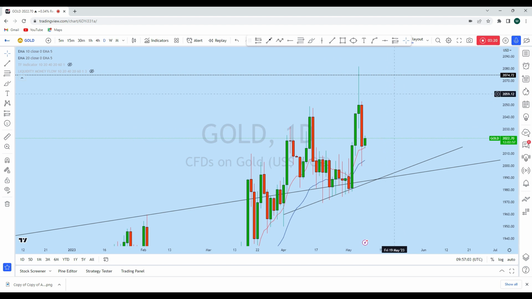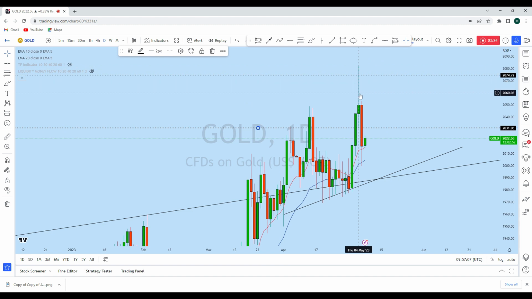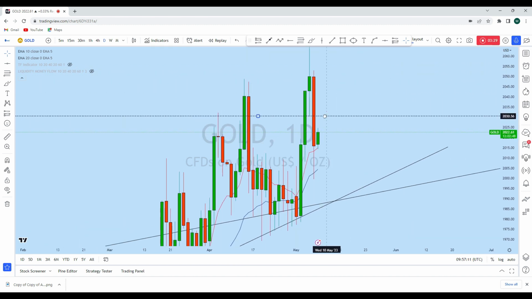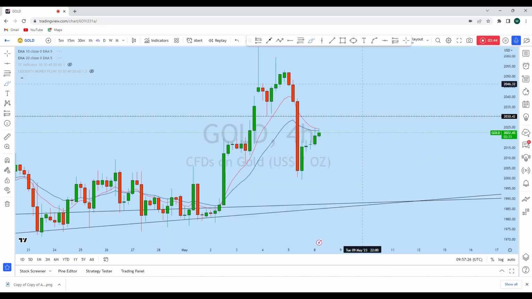As we see, there is a previous support turned resistance here, below this long wick daily doji, and we can expect gold to test this previous long term support turned resistance on the lower time frame, and then we could see another drop to grab liquidity from this daily 20 EMA. So for the short term, we can expect gold to continue to rise to that resistance level.